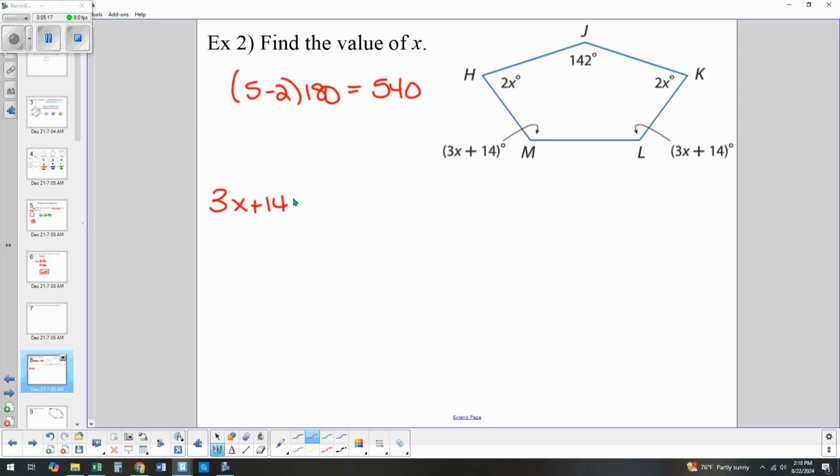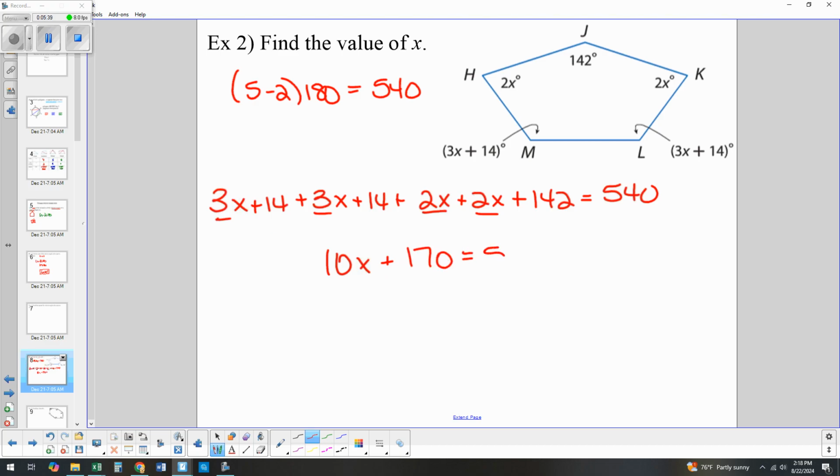So 3x plus 14 plus 3x plus 14 plus 2x plus 2x plus 142 equals 540. That's 3, 6, 8, 10x plus 14 plus 14 plus 142. That's 170. Take away our 170 and divide by 10.